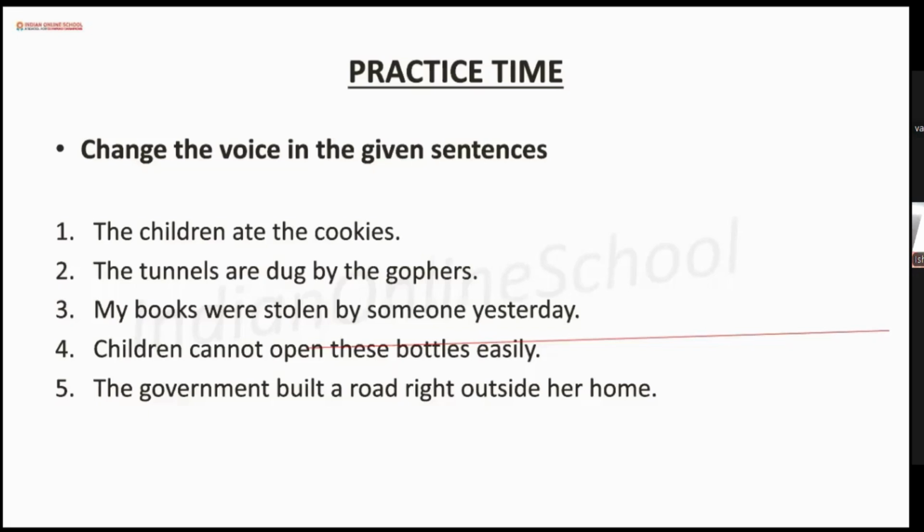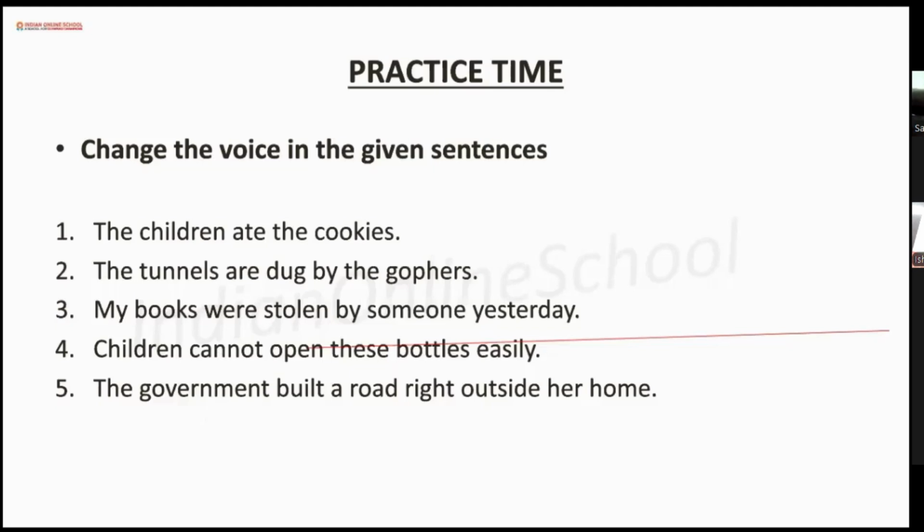Atharv, can you tell me the third one? Atharv, are you there? No. Ishil, are you there? No. Okay. Shasha, are you there? Yes, ma'am. Can you please tell me the third one? My books were stolen by someone yesterday. Someone stole my books yesterday.